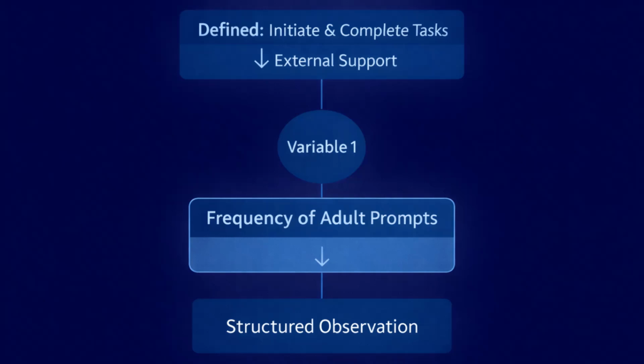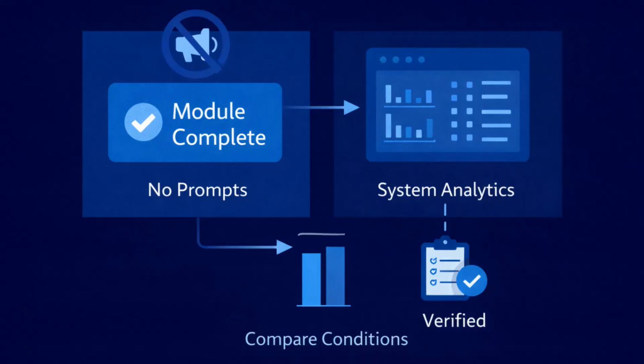defined as the ability to initiate and complete academic tasks with decreasing reliance on external support, will be examined through two variables. The first variable, frequency of adult-initiated prompts, will be measured using structured observation as described above. The second variable, autonomous module completion, is operationally defined as completion of assigned modules without instructor-initiated prompts during the task period. System analytics will be used to identify module completion events and cross-referenced with observation records to verify absence of prompts. Completion rates without prompts will be calculated for each participant and compared across instructional conditions.